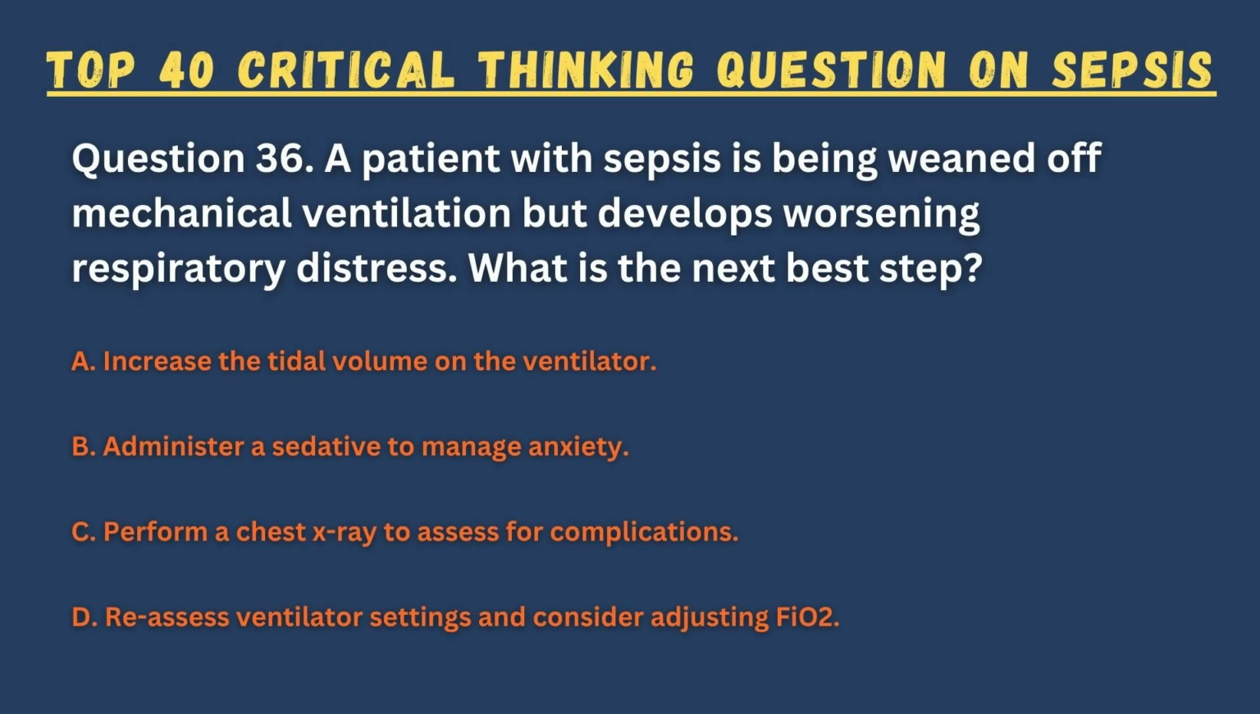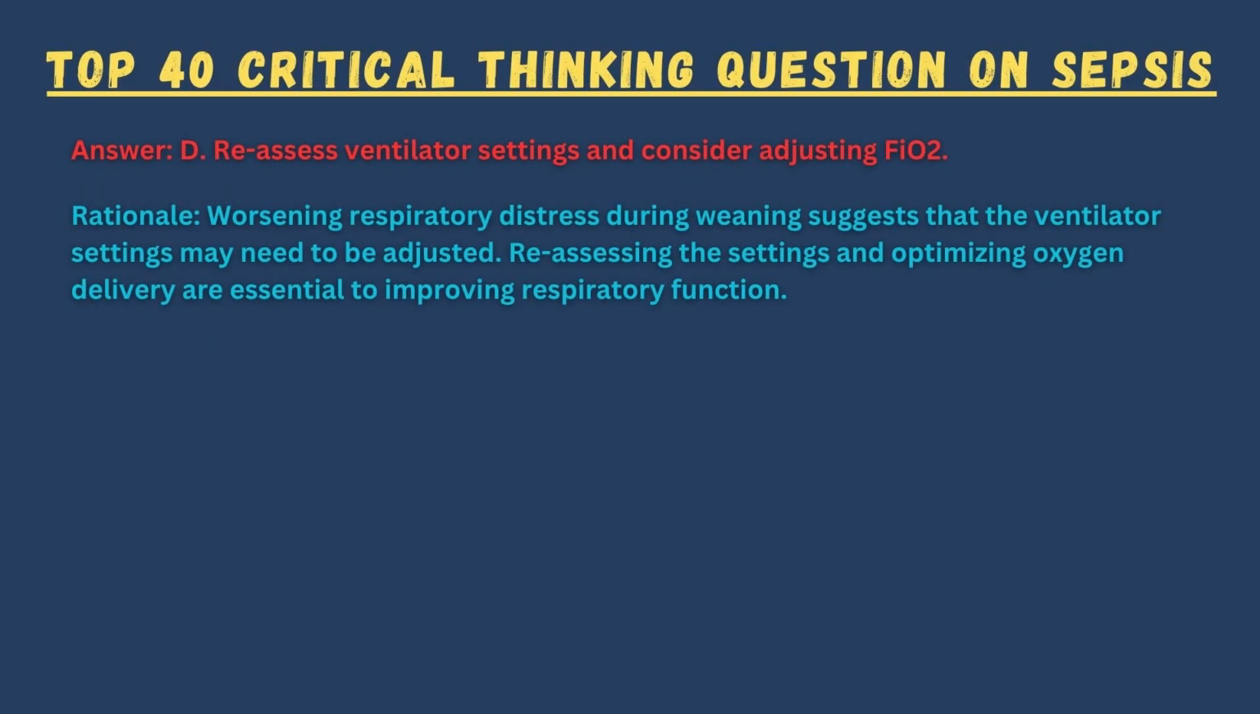Question 36. A patient with sepsis is being weaned off mechanical ventilation, but develops worsening respiratory distress. What is the next best step? A. Increase the tidal volume on the ventilator. B. Administer a sedative to manage anxiety. C. Perform a chest X-ray to assess for complications. D. Reassess ventilator settings and consider adjusting VO2. Answer. D. Reassess ventilator settings and consider adjusting VO2.